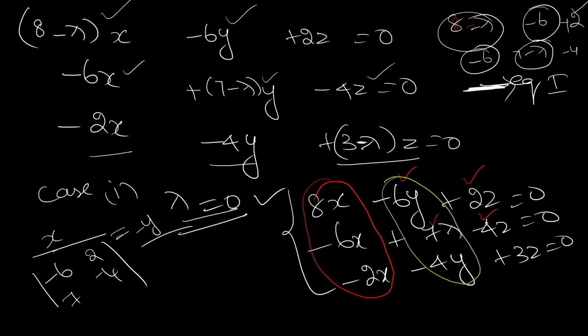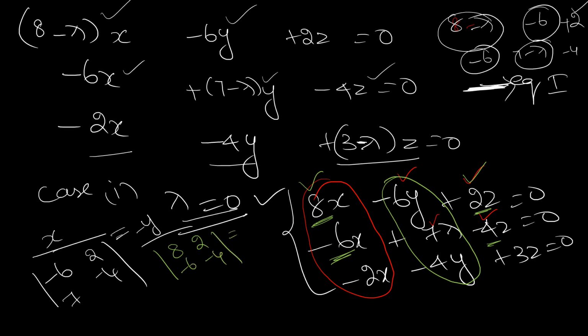What are the leftover values in the first two rows? 8 plus 2, I've marked in green. See here, 8 and plus 2. And then the next one is minus 6 minus 4. So the next determinant is 8, 2, minus 6, minus 4.